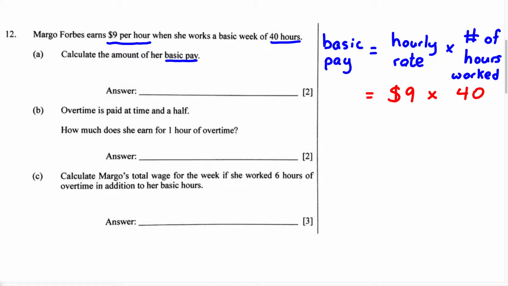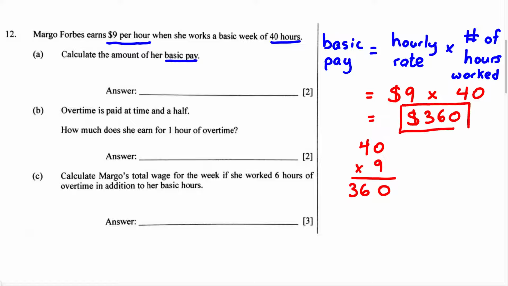Now when we set this up, we know we have a 1-digit number and a 2-digit number. Therefore, we can write the 2-digit number on top. So we can write this as 40 multiplied by 9. 9 times 0 is 0. 9 times 4 is 36. Therefore, our answer is going to be $360. Don't forget to add the money sign back in your answer. Now we're going to write our answer in the space provided. So the total amount of a basic pay for 1 week is going to be $360.